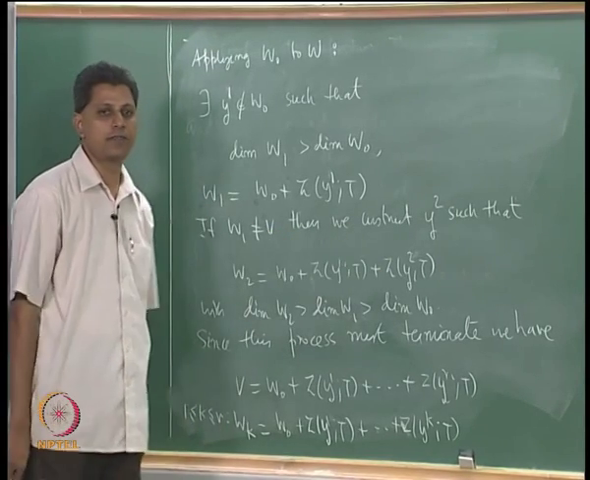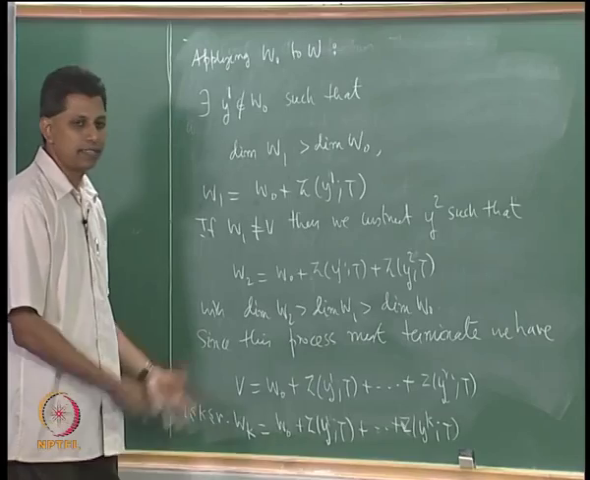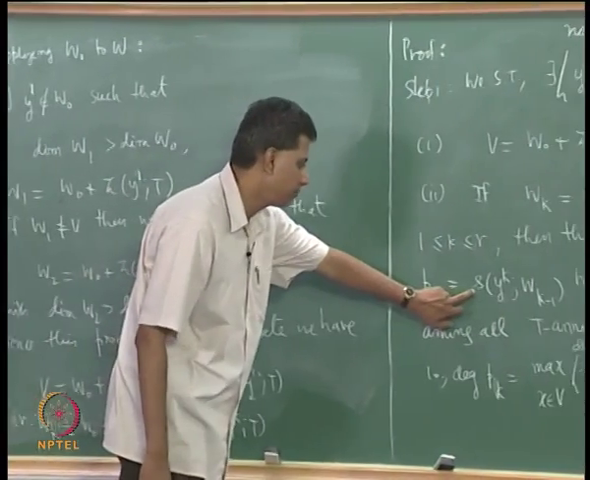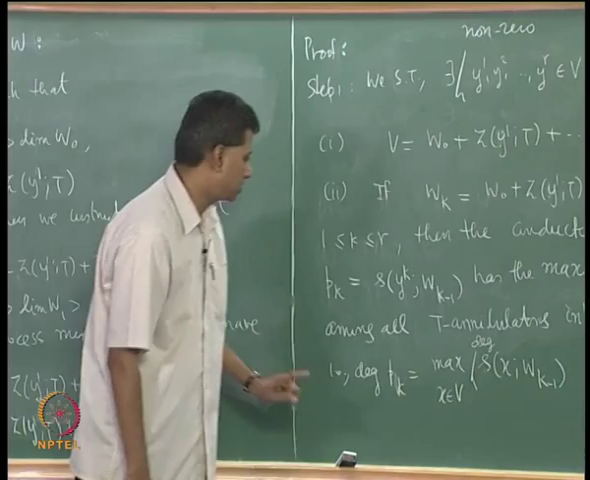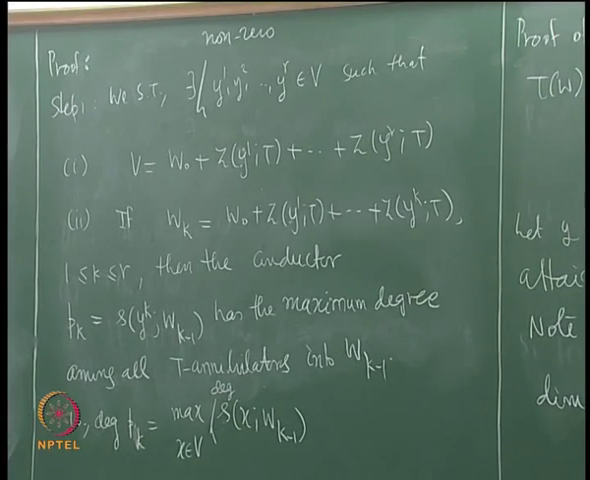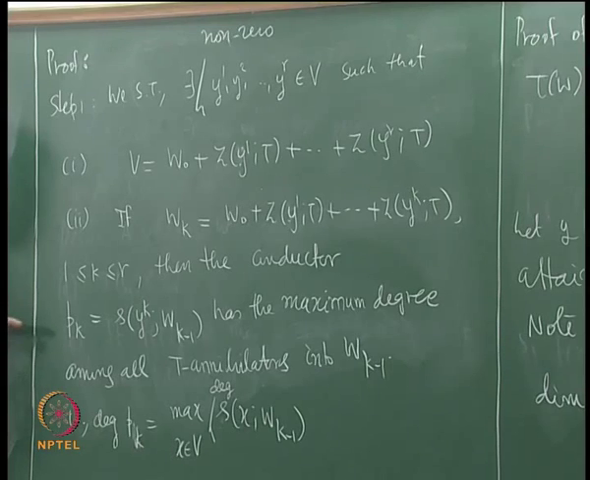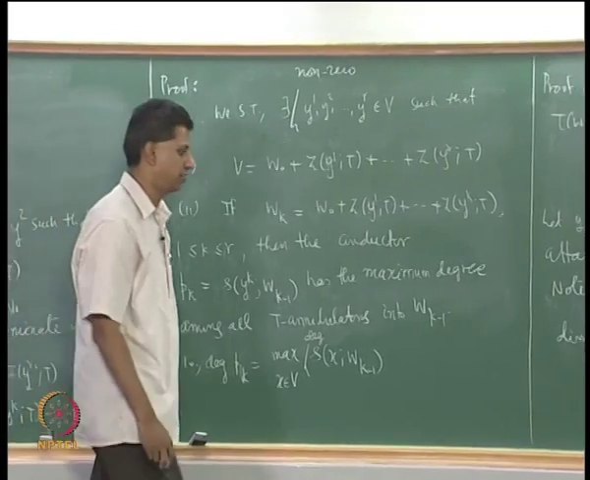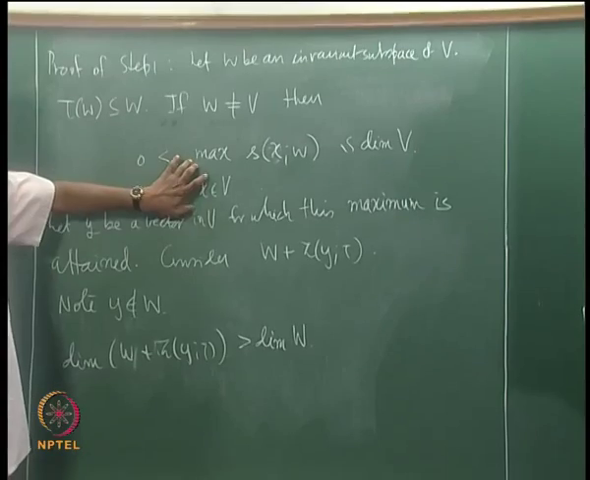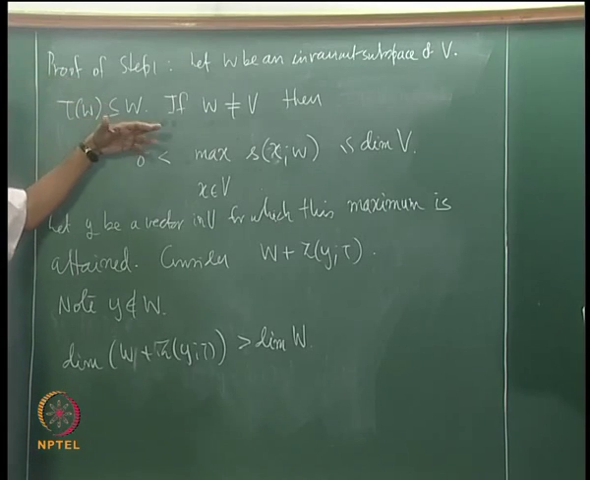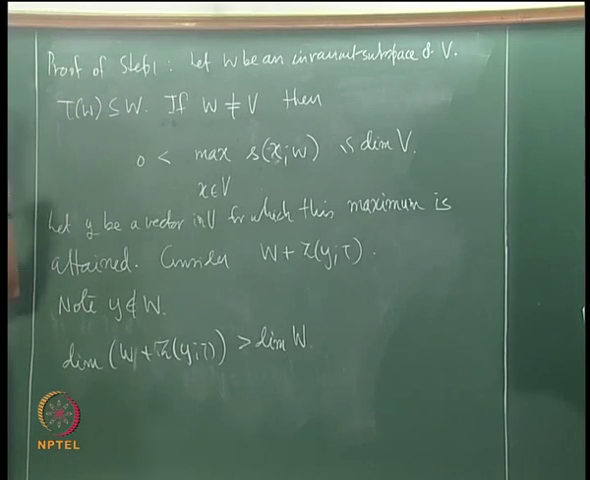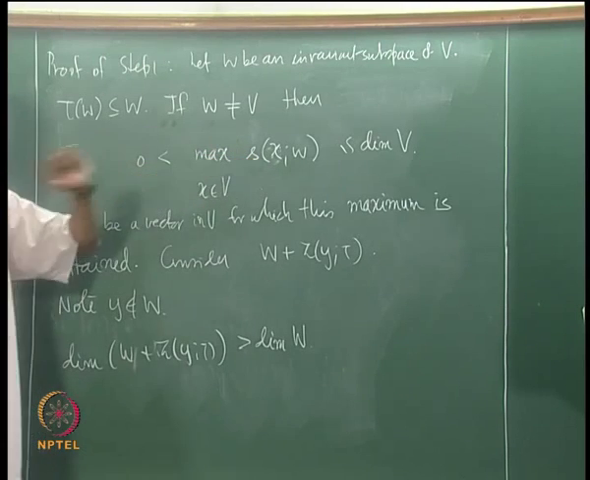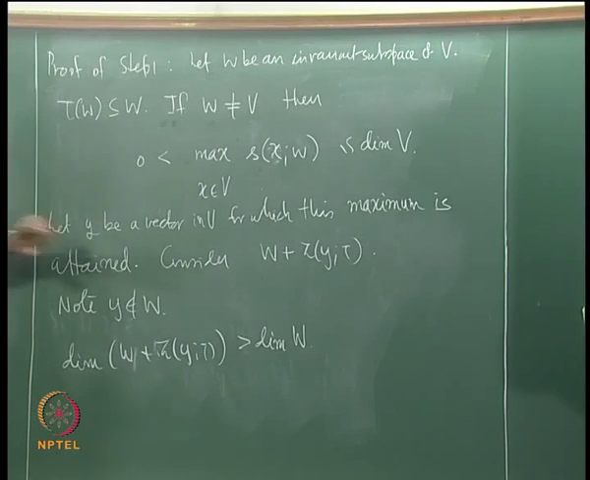Is it now clear that these PKs have been chosen like this? Is it clear that PK must divide? Okay, that comes later, we'll prove that later. So, what is the condition that we have imposed on y1, for instance? Okay, so you go back to this step. We have started with the invariant subspace W. What is the condition that we have imposed on y? Y is that vector in V for which this maximum is attained.